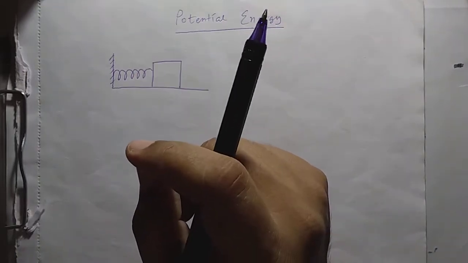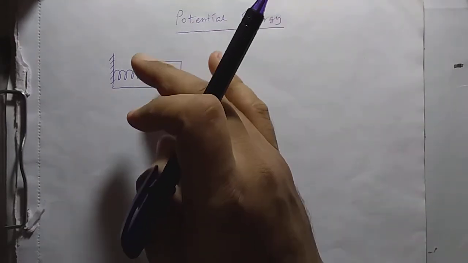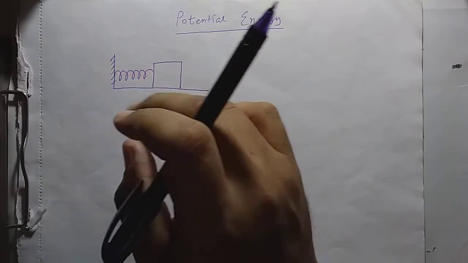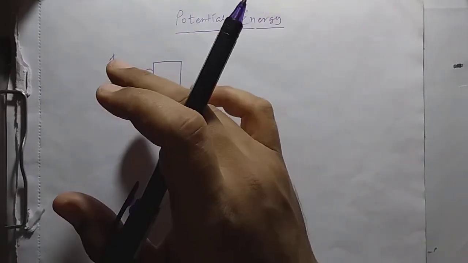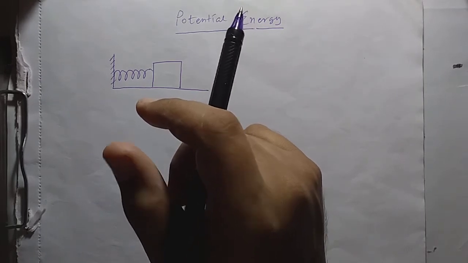In this case we can say that some energy is stored inside the spring, and that energy is actually called the potential energy.